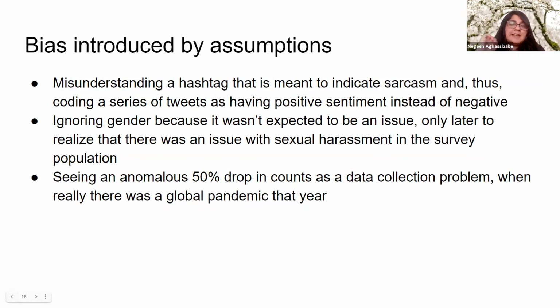But of course, through the analysis process, there are also opportunities for bias to be introduced by some assumptions you might have made. For example, you may have misunderstood a hashtag that was meant to be sarcastic and coded a series of tweets as having positive sentiment instead of negative sentiment. Or you might have ignored gender because you didn't expect that it would be an issue, but then later realized that there are issues with sexual harassment in that population. Or maybe you saw a drop in counts as a problem with data collection process when actually there was a big pandemic that year.